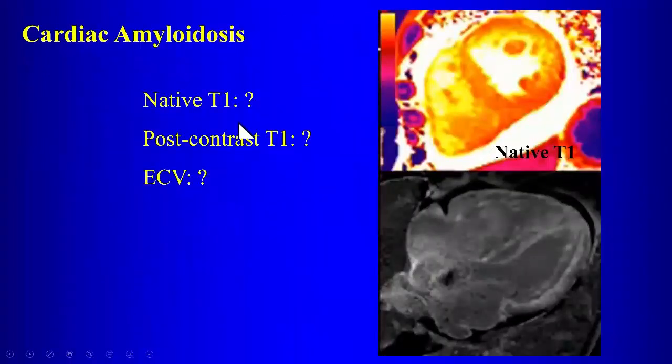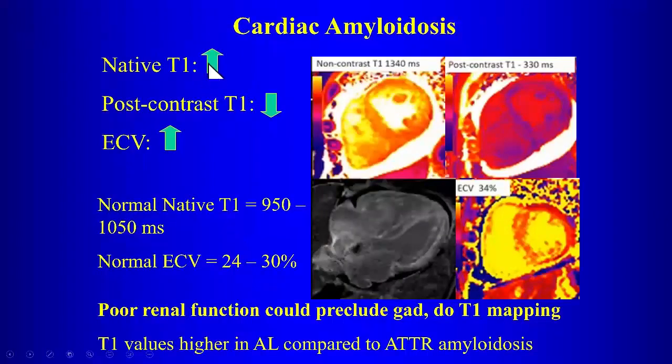So with amyloidosis, what happens to the native T1? Increase. Yes, so the T1 would go up, the post-contrast T1 decrease, right? It enhances, and then the ECV would increase, right? So the native T1 goes up because of enhancement, the post-contrast T1 goes down, and the ECV would go up.